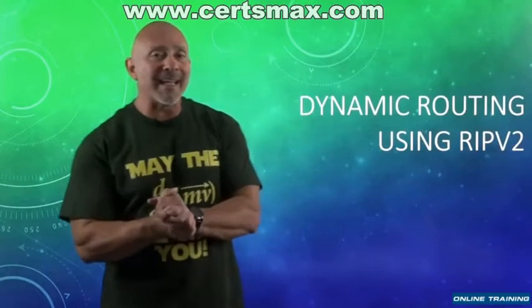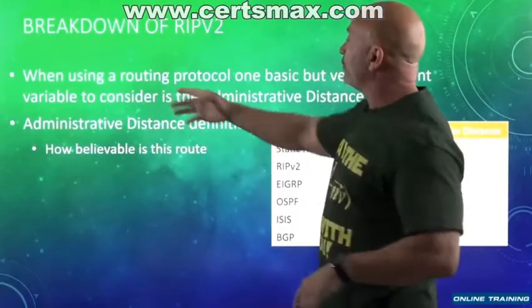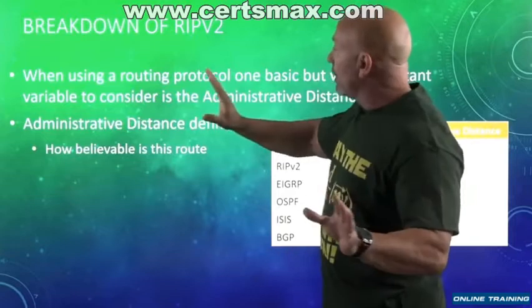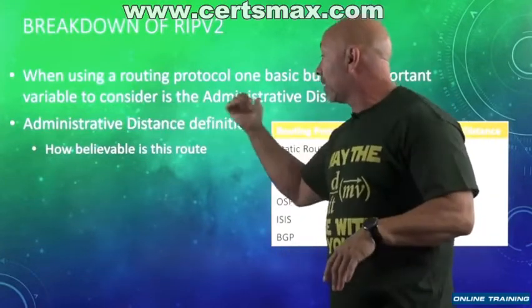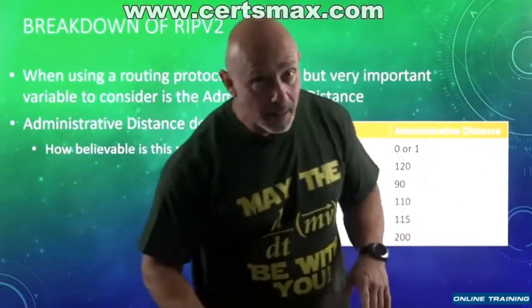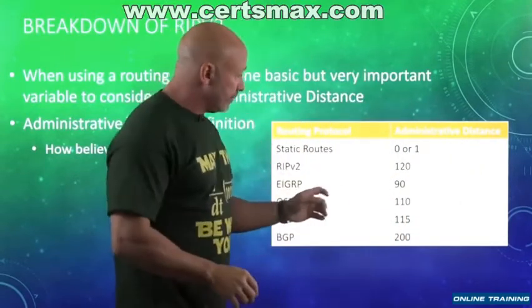All right, time to get into the RIP routing protocol, right? RIP version 2, yes. What about RIP version 2? Well, now remember, when we're using routing protocols, one basic but very important variable to consider is the administrative distance. We've talked about this previously in the earlier lectures, but let me show you here.